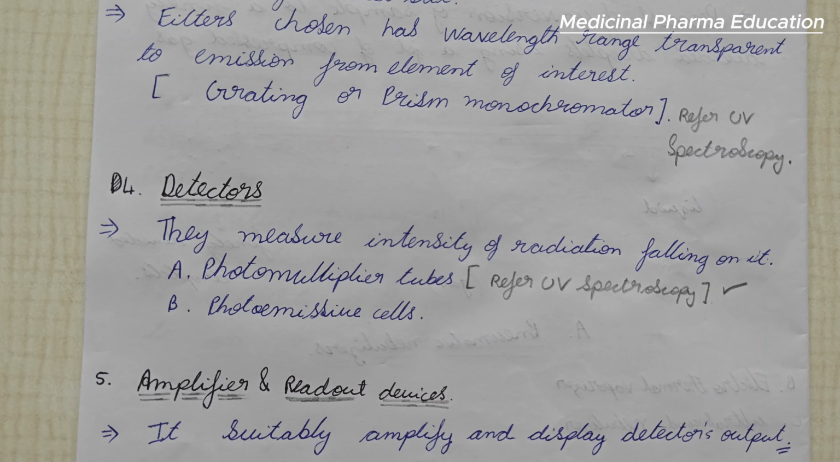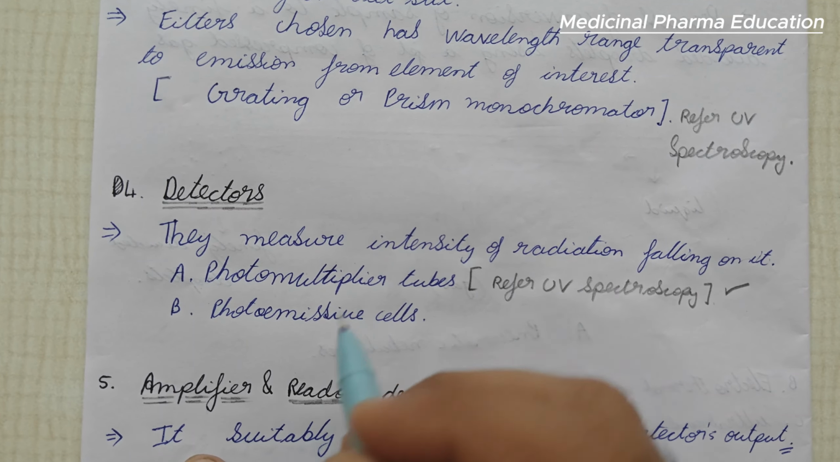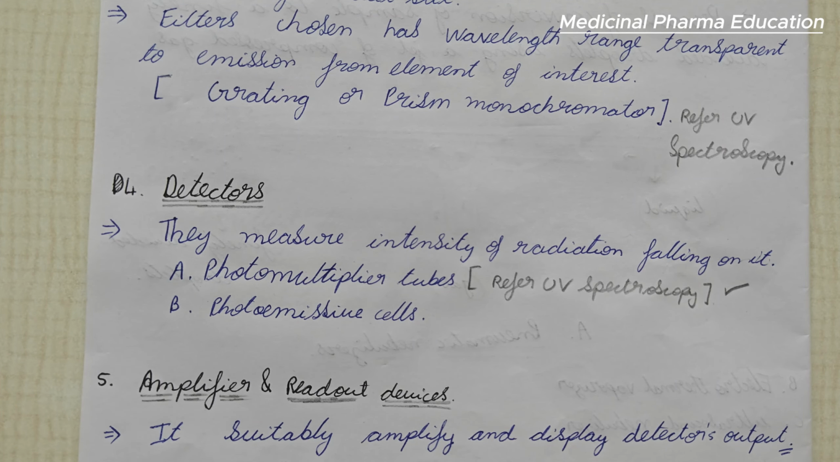Next, the detector. The detector measures the intensity of radiation falling on it. Here we are using two main detectors: the photomultiplier tube and the photoemission tube. We have already discussed the photomultiplier tube in UV spectroscopy. You can just go and see the photomultiplier diagram.